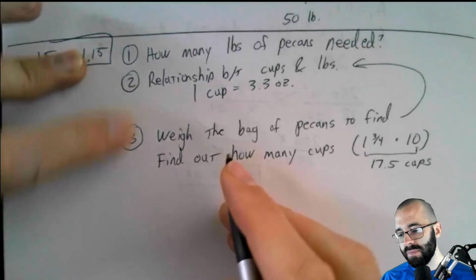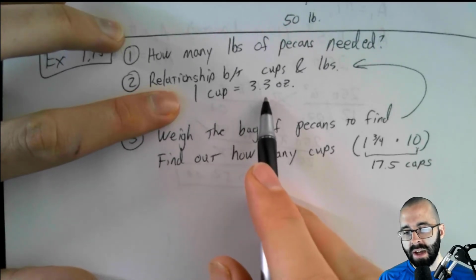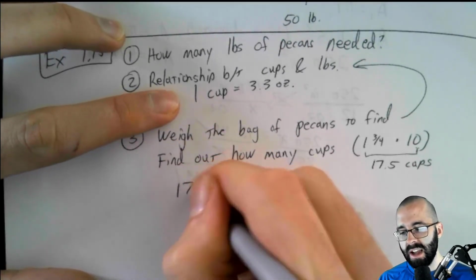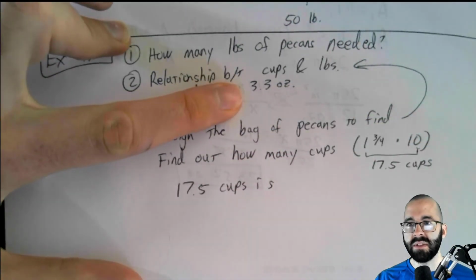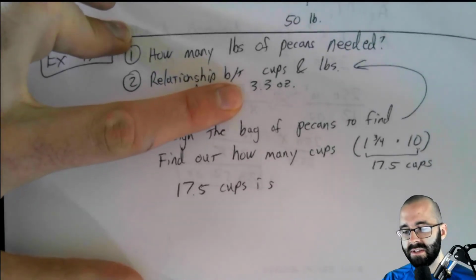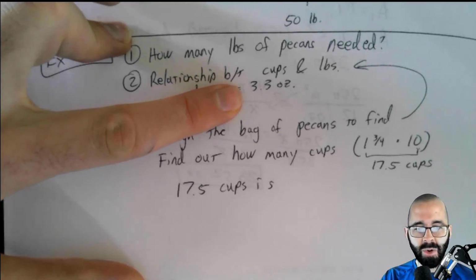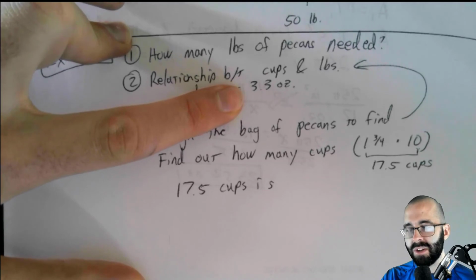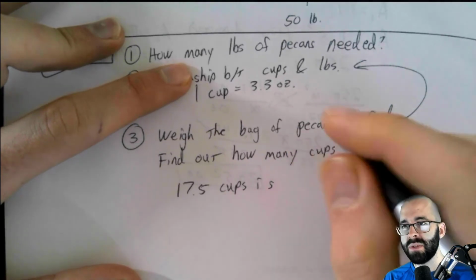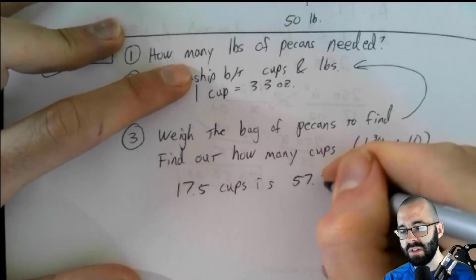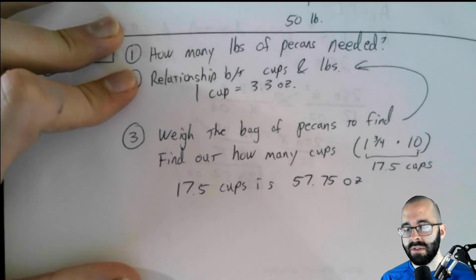All right, so a couple of orders on which you can do this, but 1 cup is 3.3 ounces. So 17.5 cups is this many ounces times 17.5. So we go to our calculator and say 17.5 times 3.3 ounces. So 17.5 cups is 57.75 ounces. Convert that to pounds. I think we're going to be good to go.